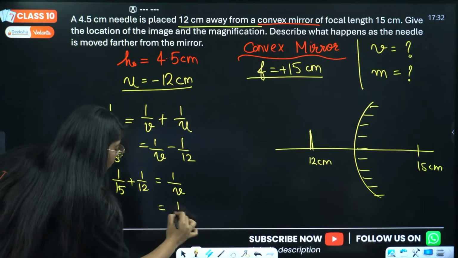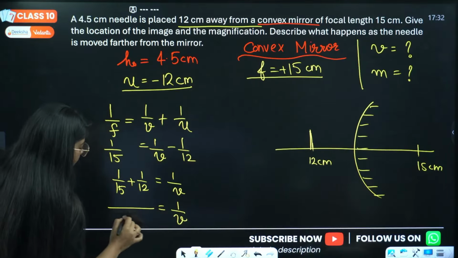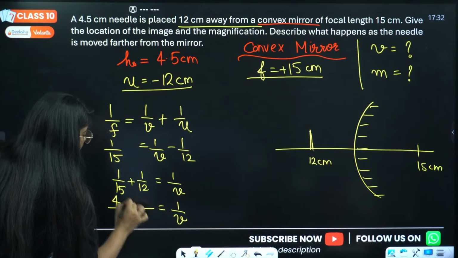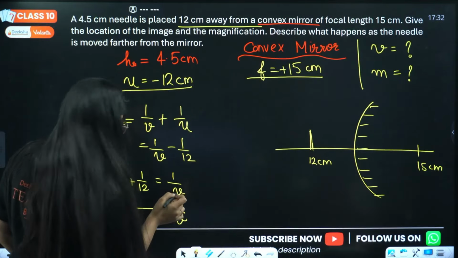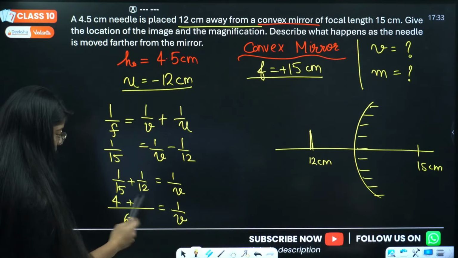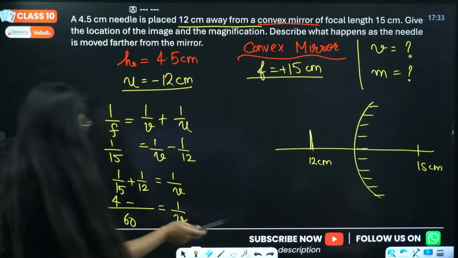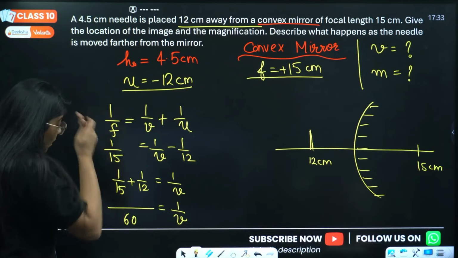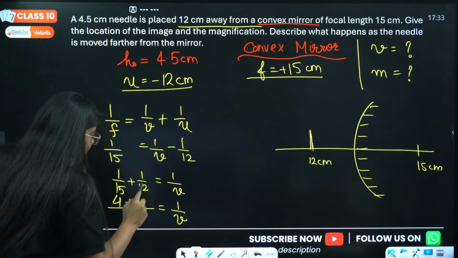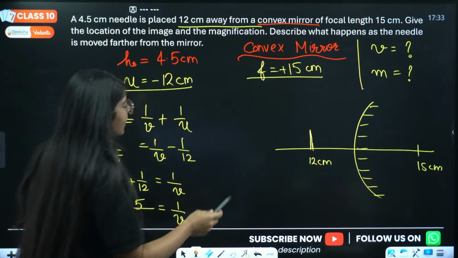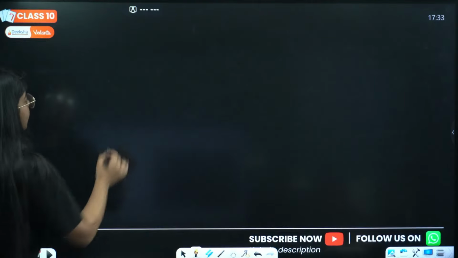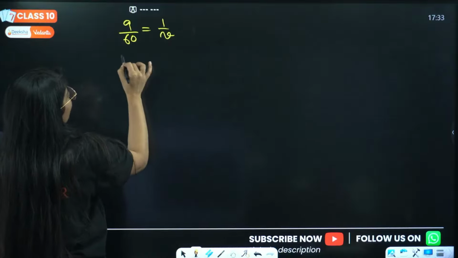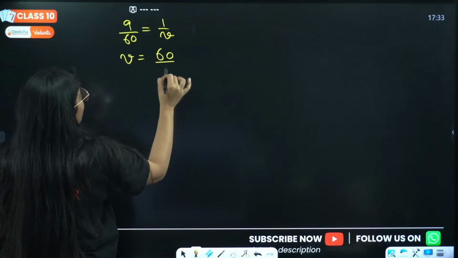Understood? And then 1 by V, the LCM will take as 60. So 15 times 4 will be 60 plus... No, 15 times 4 won't be 60. Now 15 times 4 is... What am I doing? Yes, 4 plus 5 will be 9. So I get the value of 1 by V. This is 9 by 60. So sorry for that. So V will be 60 divided by 9.